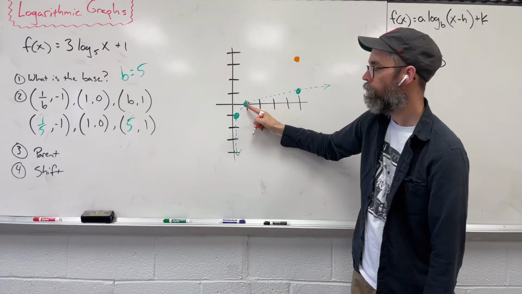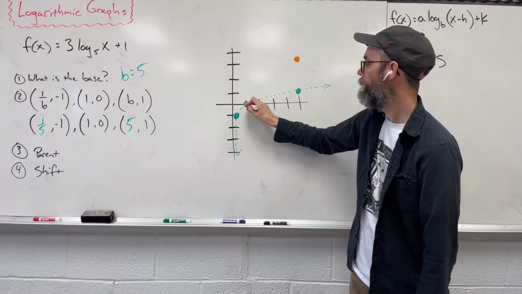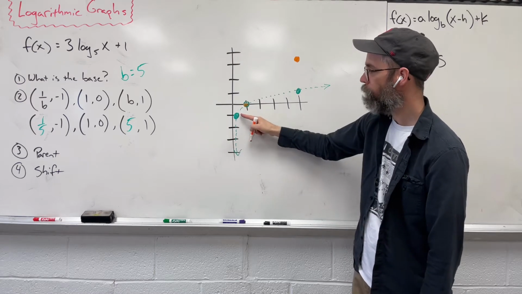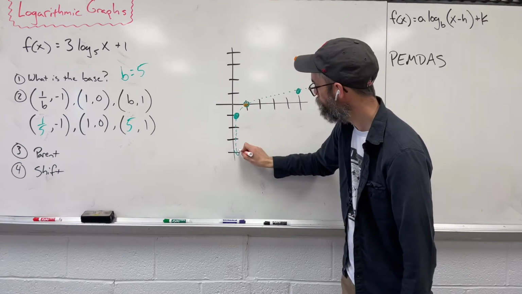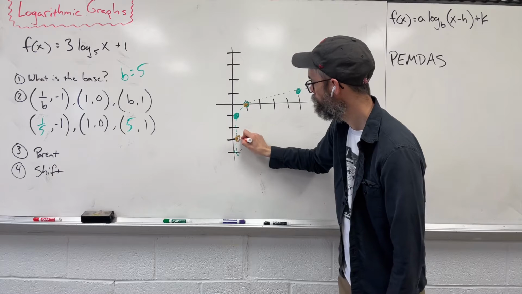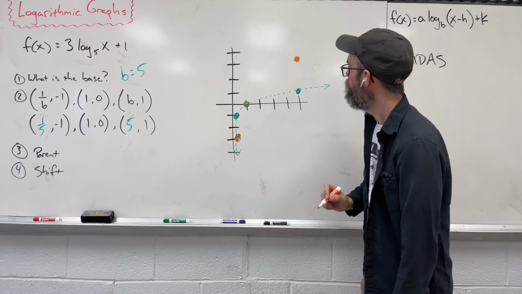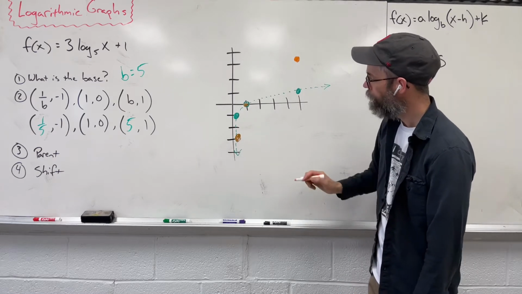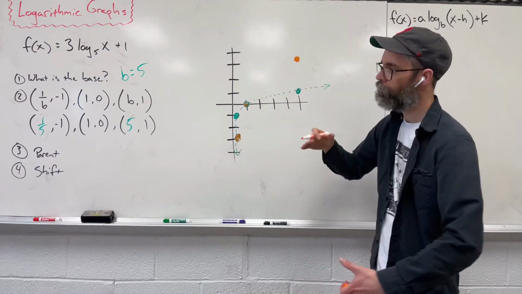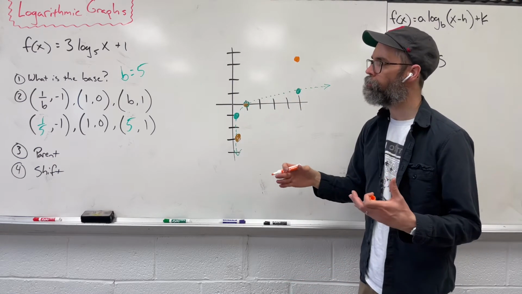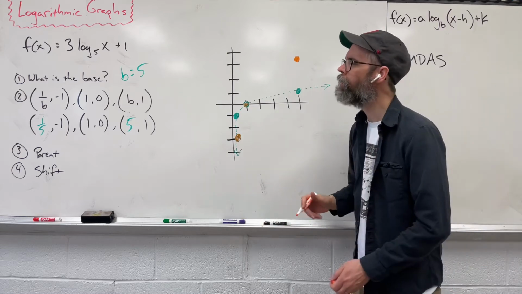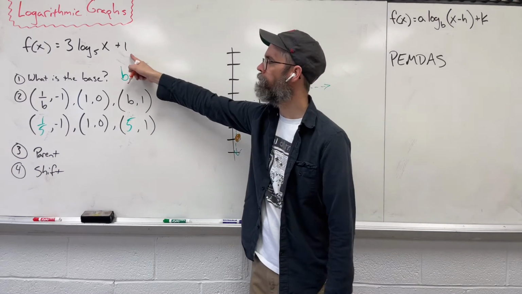I'm going to take 0 and multiply that by 3. It stays the same. Take -1, multiply that by 3. We are now down there. So this new orange line is our new graph, but we also have to deal with this +1.